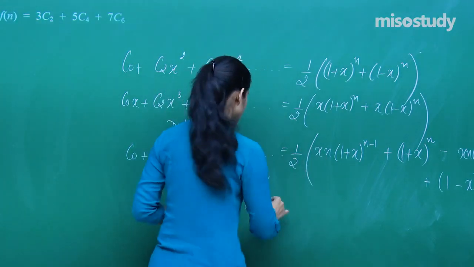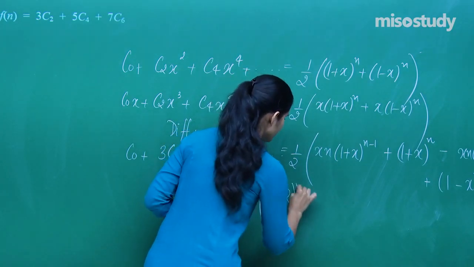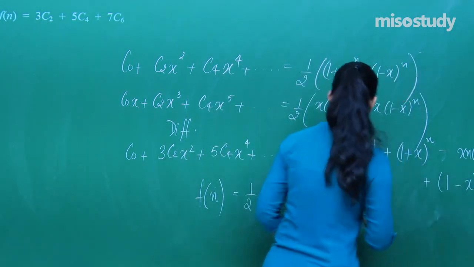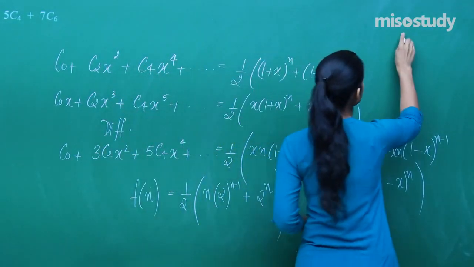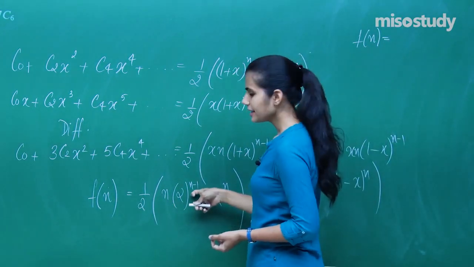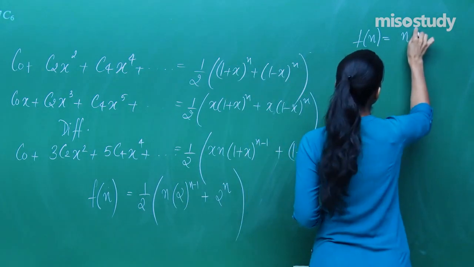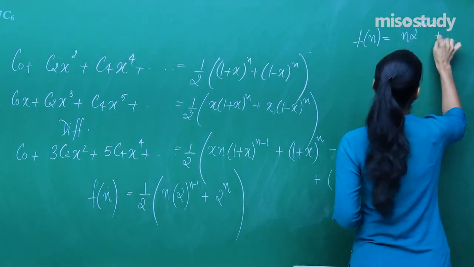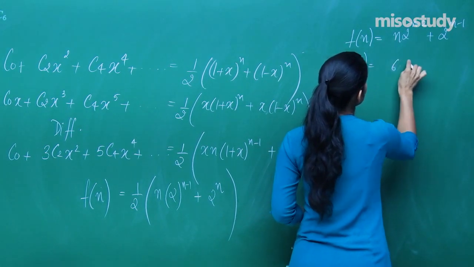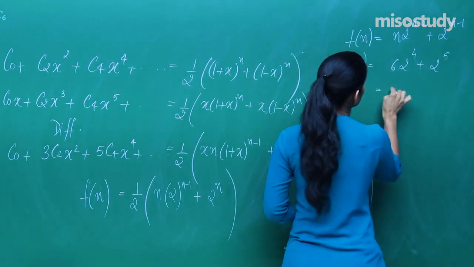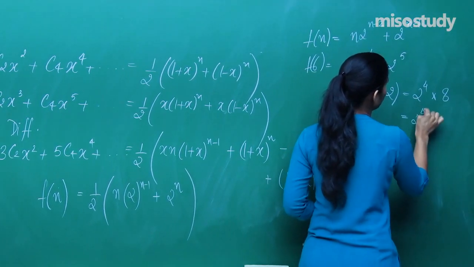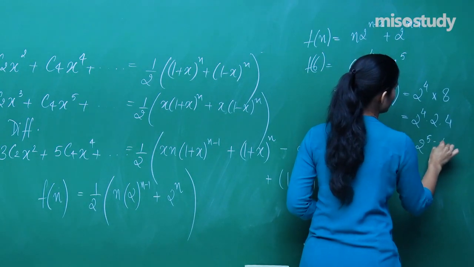For x equals 1, you get n into 2 to the power n minus 1 plus, this is 2 to the power n, this is 0, this is 0. So that's what you get. The moment you get this, this becomes f of n equals n into 2 to the power n minus 2 plus 2 to the power n minus 1. So f of 6 is what we need to find. It will be 6 into 2 to the power 4 plus 2 to the power 5. So 2 to the power 4 comes out, you're left with 6 plus 2, which is 2 to the power 4 into 8, that is 2 to the power 4 into 2 into 4. So this is 2 to the power 5 into 4.